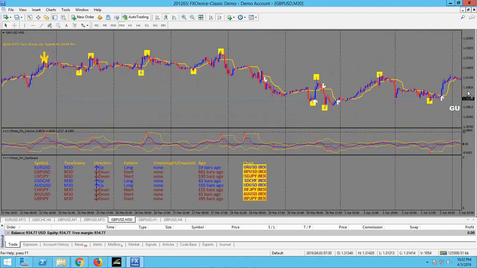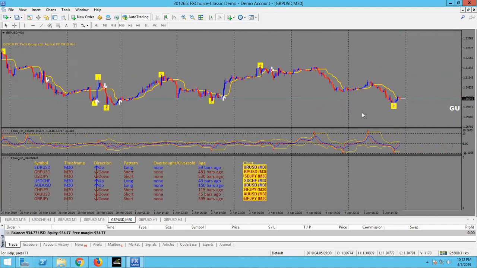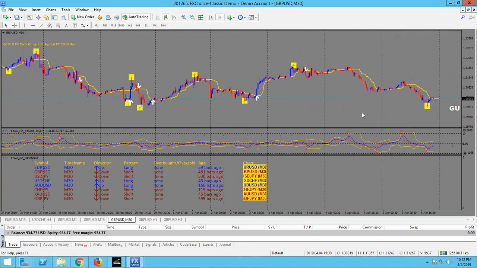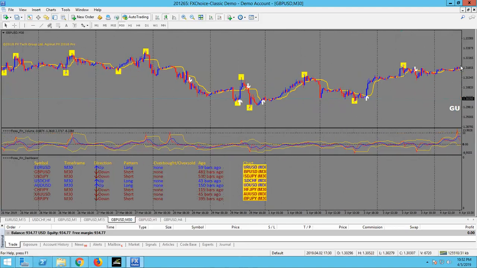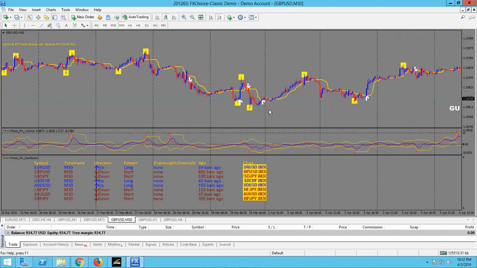Let's see where that happened. It's already gone from here to here, then back up. See, that's why I would get out, because it hasn't given us a different arrow yet. I would go in and out on these particular points. To see it without the Agamat on it, it'll take a minute.